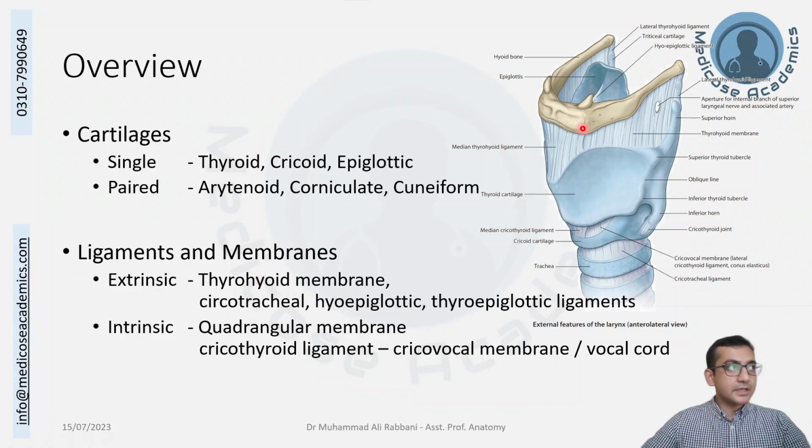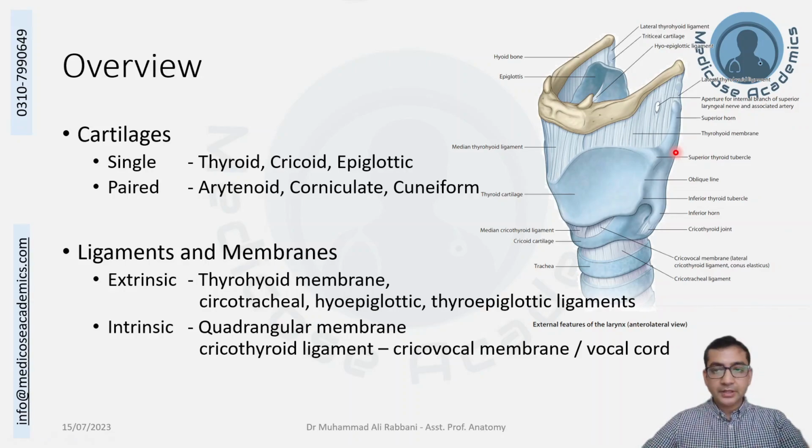So the larynx consists of cartilages. These cartilages are six named cartilages. Three of them are unpaired and three of them are paired. And it consists of membranes.